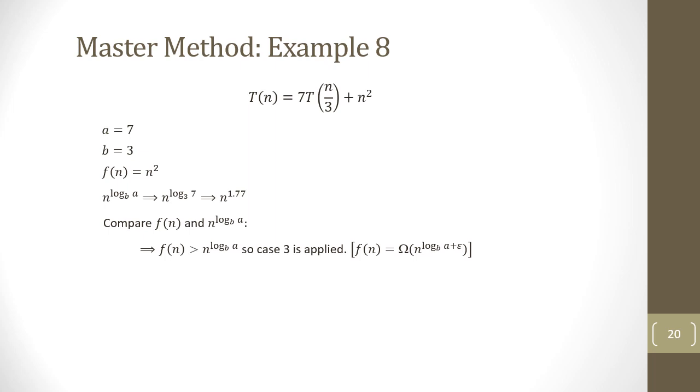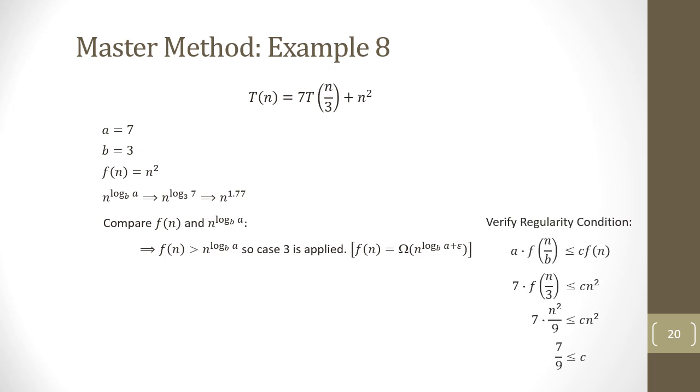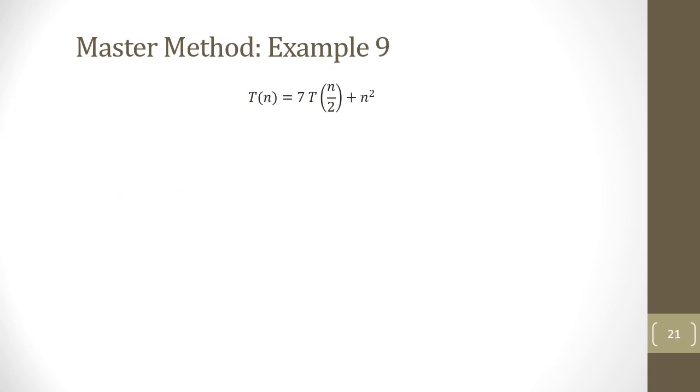For that, we need to check the regularity condition. C turns out to be 7 over 9, which is less than 1. So case 3 will be applied. T of n will be theta of f of n, and for this recurrence, the solution will be T of n is theta of n square.